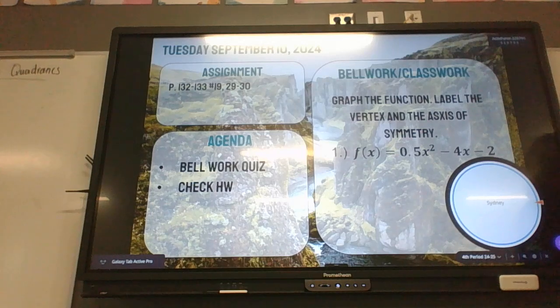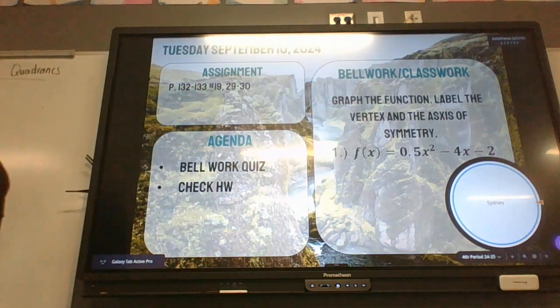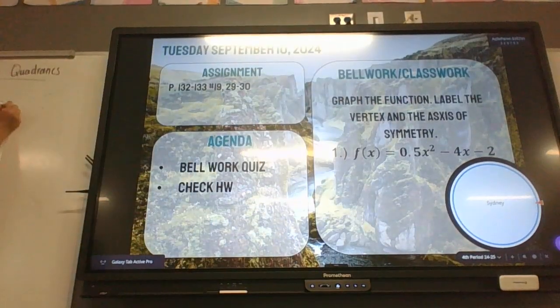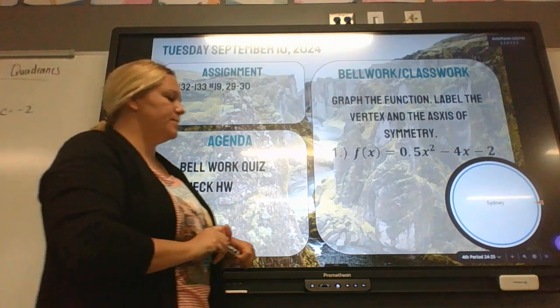So this is a quadratic. We refer to the numbers as either A, B, or C. Sydney, could you tell me what A is in this problem? 0.5. What's B? Good. And what's C? -2. Oh, did I write this down? -4. Well done.